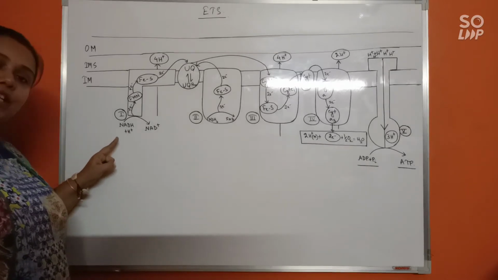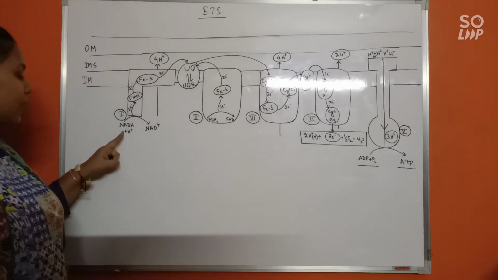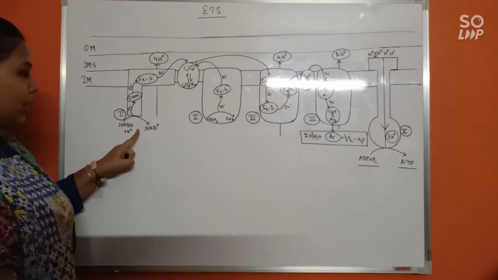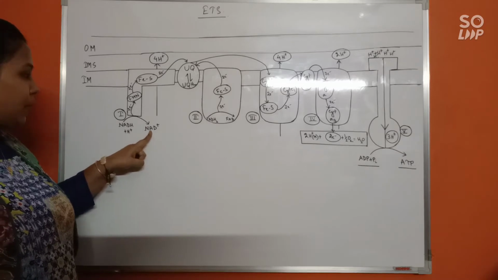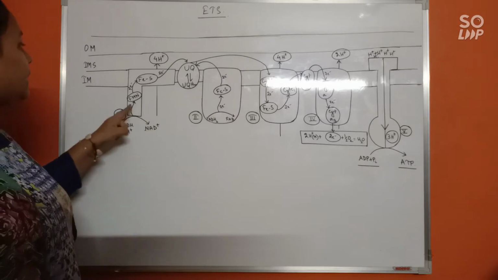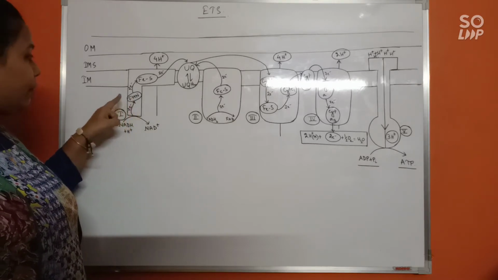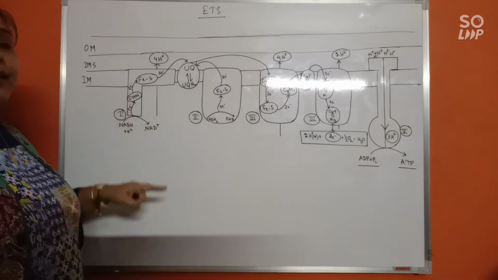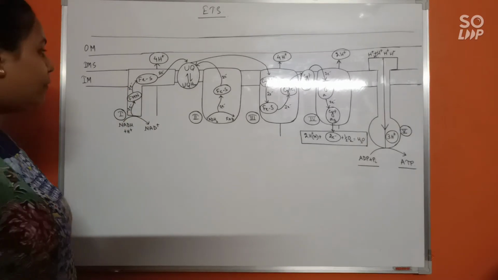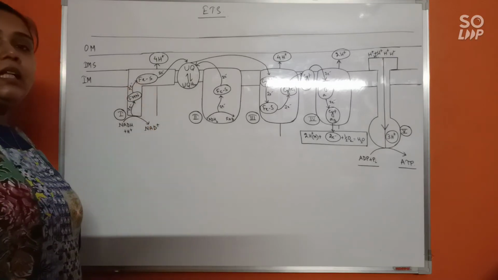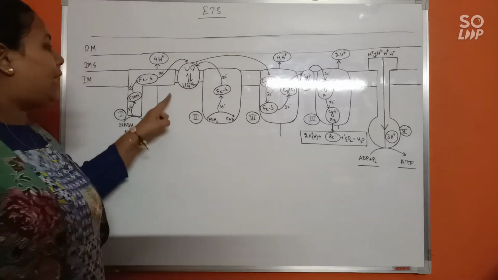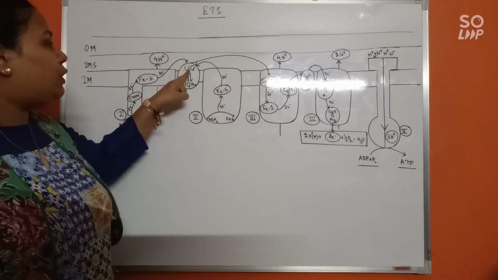Complex 1 is NADH dehydrogenase complex. Here you can see that the NADH plus H plus is being reoxidized to NAD plus, and hence the electrons that are liberated will be taken up by complex 1. The first electron acceptor here will be FMN, flavin mononucleotide, and from there the electrons will be passed on to FeS, iron sulfur protein. This iron sulfur protein will provide the electrons to a mobile electron acceptor, that is ubiquinone.